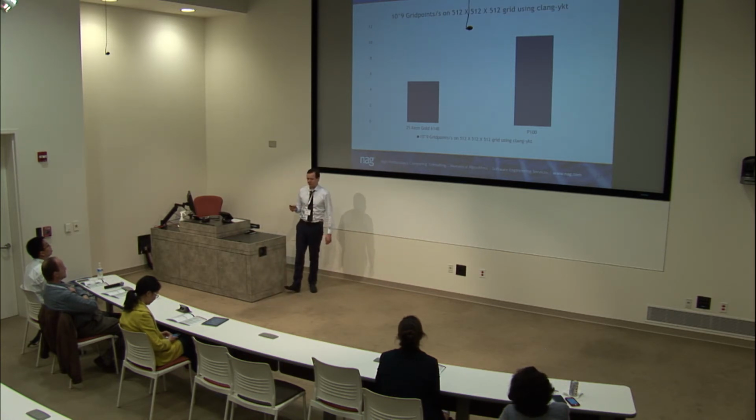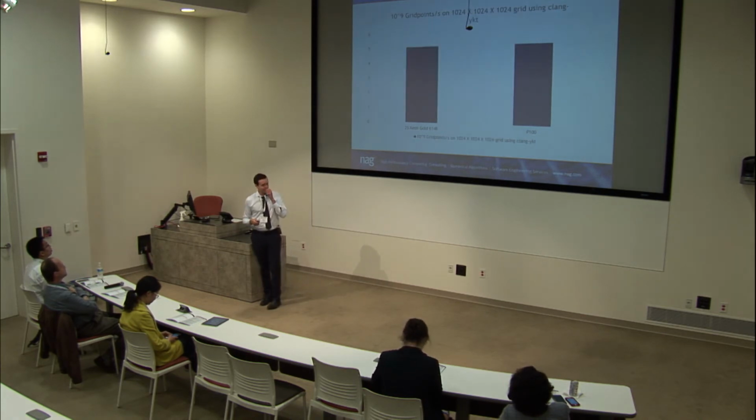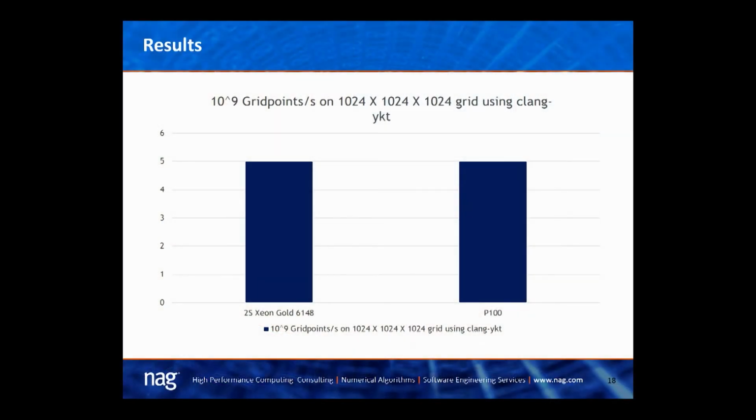But the situation changes a little bit when I increase the problem size. When I doubled the problem size in every dimension, Skylake did great because I could just change the blocking parameters again, and cache picked up the losses. But on the P100, I lost some performance. I'm going to talk about why now.